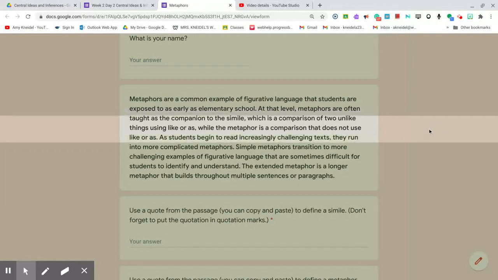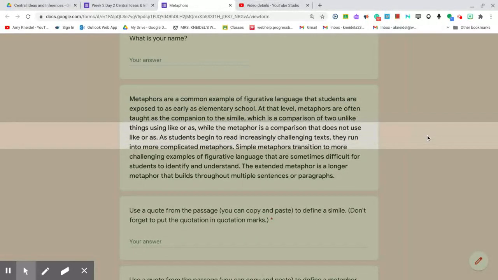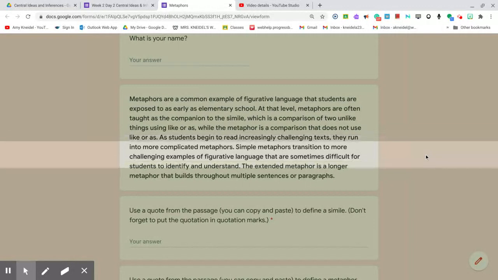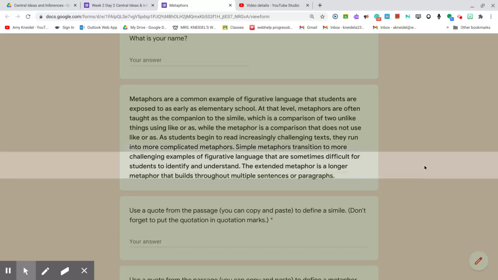As students begin to read increasingly challenging texts, they run into more complicated metaphors. Simple metaphors transition to more challenging examples of figurative language that are sometimes difficult for students to identify and understand. The extended metaphor is a longer metaphor that builds throughout multiple sentences or paragraphs.